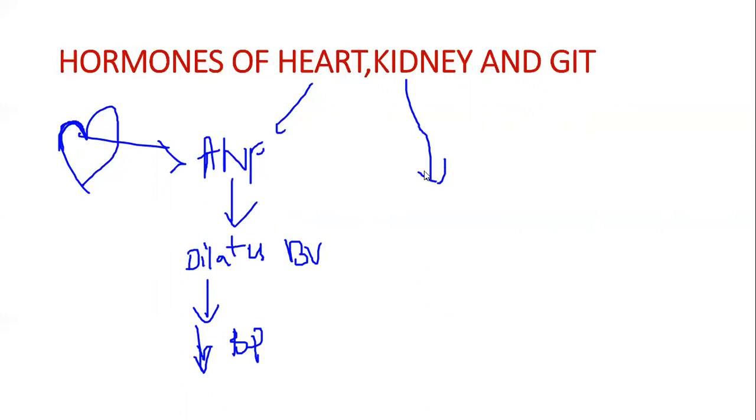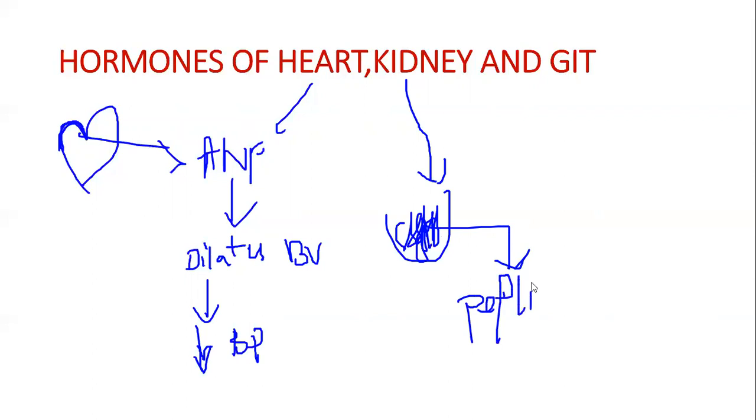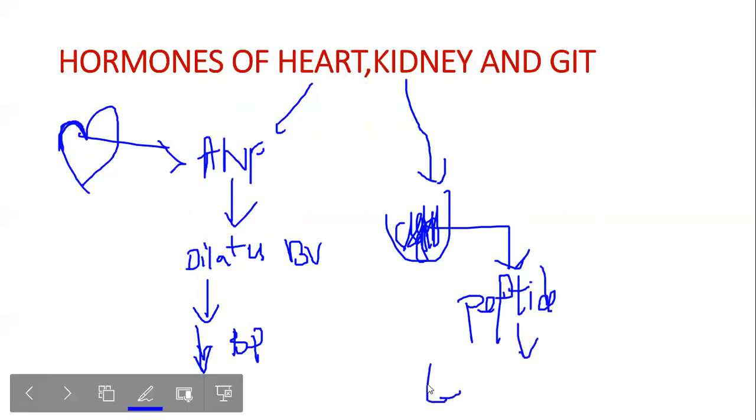Now coming to the kidney. In the kidney, the juxtaglomerular cells, I also made a video on the excretory system, please have a look at it, secrete a peptide hormone called erythropoietin. Erythro means red blood cells, poietin means formation.